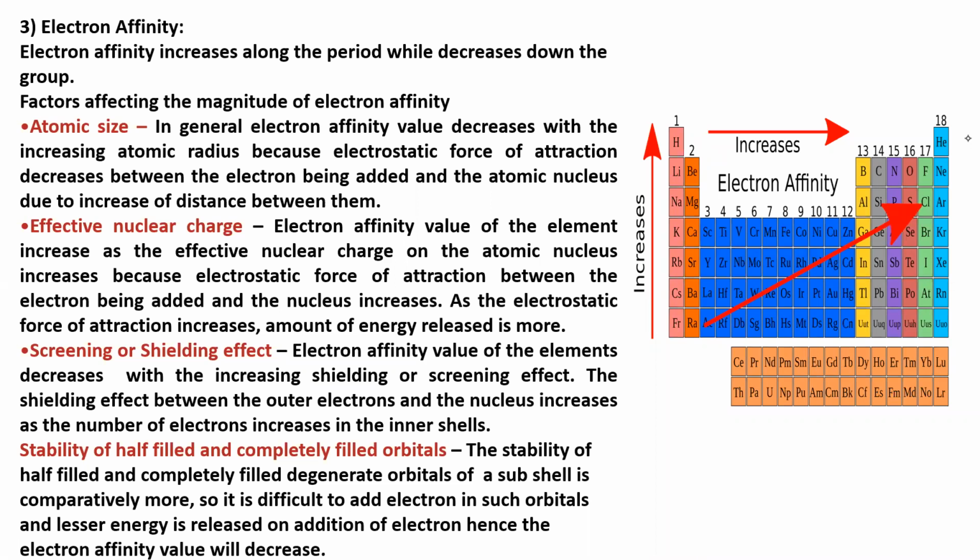Next, we have the stability of half-filled and completely filled orbitals. The stability of half-filled and completely filled degenerate orbitals of a subshell is comparatively more, so it is difficult to add an electron to such orbitals, and less energy is released on addition of an electron. Hence, the electron affinity value also decreases. Due to this stability, it is very difficult to remove an electron from those orbitals as well as to add one. Even if you add an electron, less energy is released. So for elements with half-filled or completely filled orbitals, the electron affinity value is less.